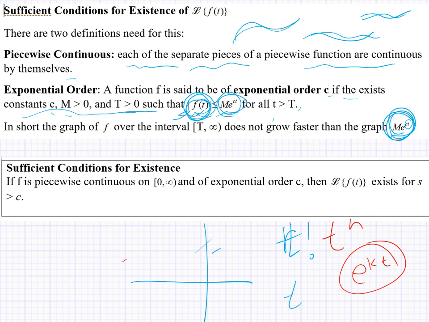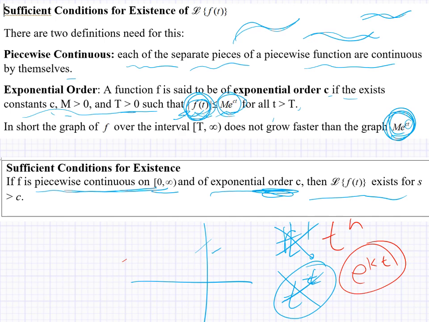Or t to the t, this hybrid function. This will grow faster than an exponential function. So these really won't have Laplace transforms. But the ones we've looked at so far are the most basic ones that you'll see. So if f is a piecewise continuous function on the interval from 0 to infinity and has exponential order c, then we'll be able to find the Laplace transform for that particular function.